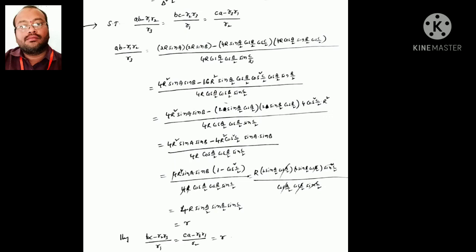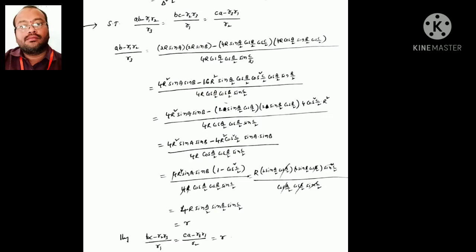Next, 4r square sin a sin b minus 4r square cos square c by 2 into, we can write 2 sin a by 2 cos a by 2 as sin a, 2 sin b by 2 cos b by 2 as sin b. Then the next step, 4r square sin A sin B common, then we can get 1 minus cos square C by 2. 1 minus cos square theta is nothing but sin square theta. So we wrote that as sin square C by 2.